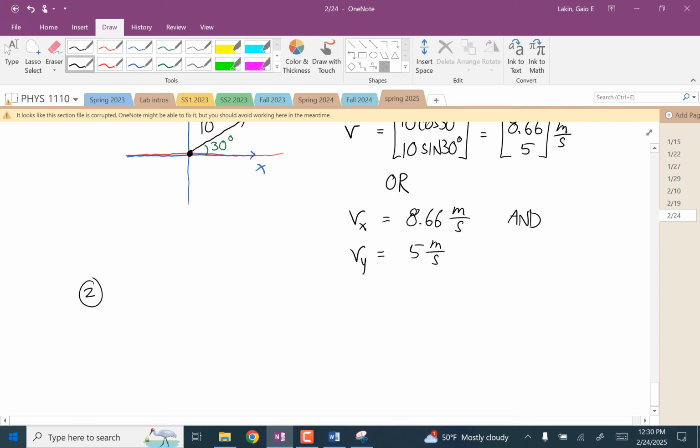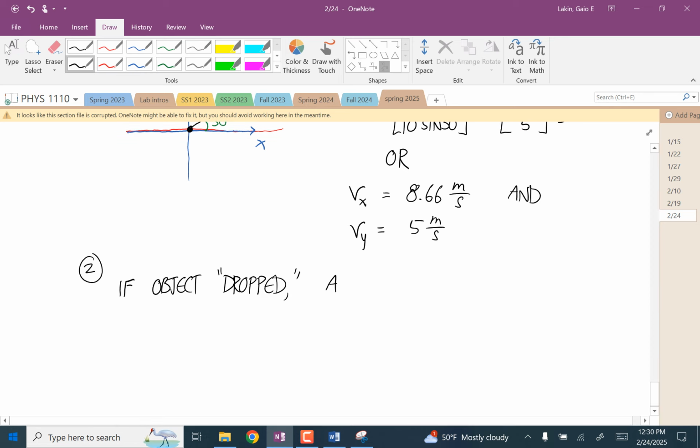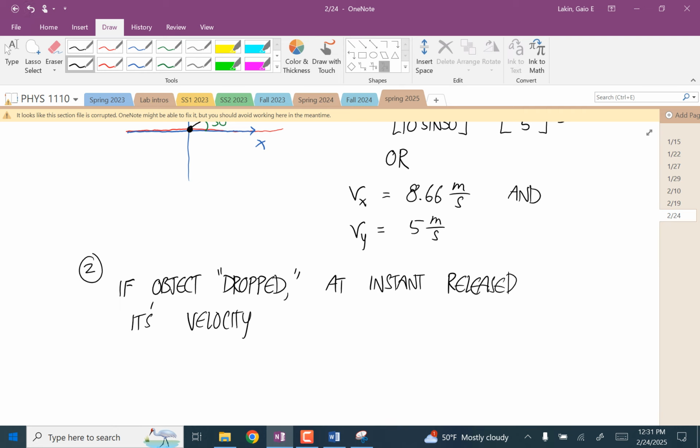But the second one is what question? If an object is dropped, so if the problem says that an object is dropped, then at the instant it's dropped, at the instant it's released, its velocity vector is the same as what it's dropped from.